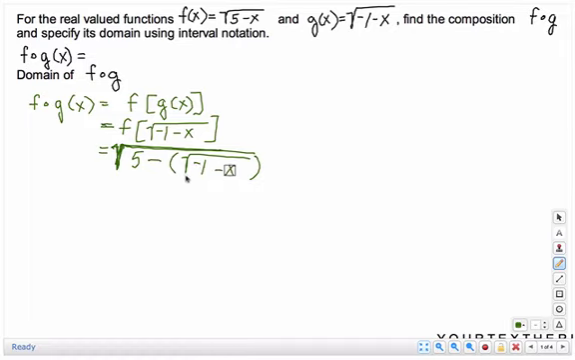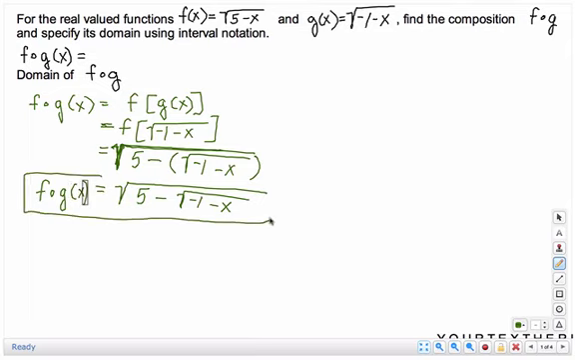Okay, there's nothing to simplify here. My answer is just going to be the square root of 5 minus the square root of a negative 1 minus x. That parentheses on the inside didn't serve any purpose, so I went ahead and simplified it. And that's f composed with g of x. Can't do anything else to simplify it. That's as far as you can simplify it.